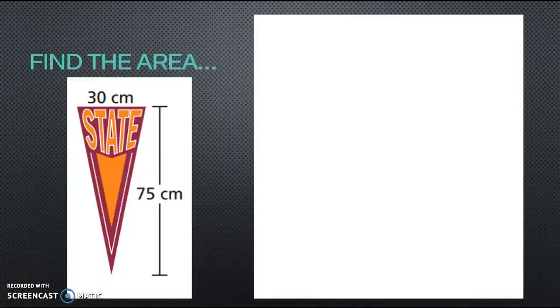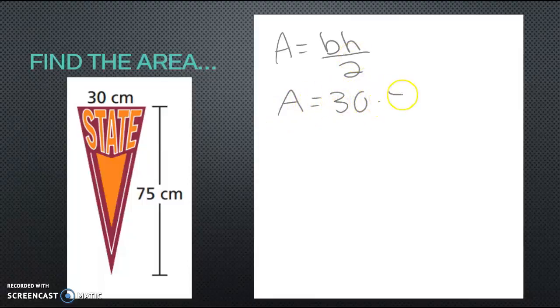So here we have a base of 30 and a height of 75. Our formula still has not changed. It's still base times height over 2. Here our base is going to be 30. Our height is going to be 75, and we still have to divide it by 2. So the first thing we need to figure out is what is 30 times 75.